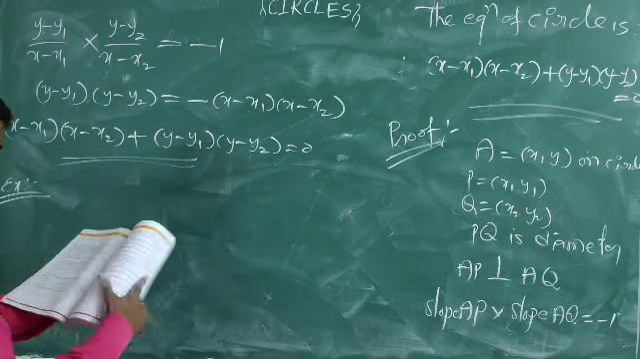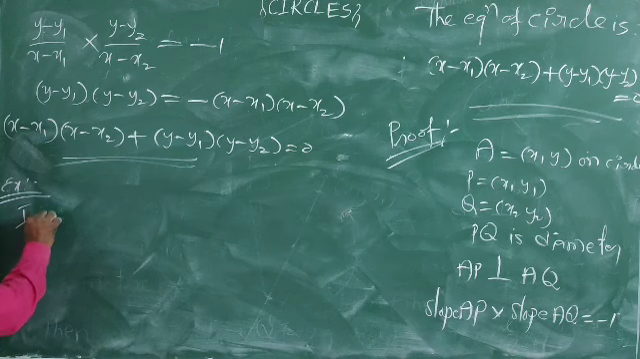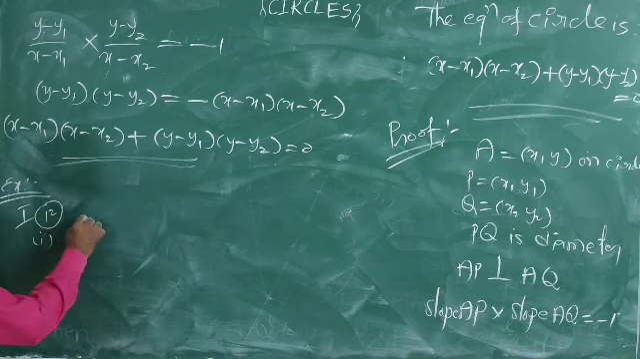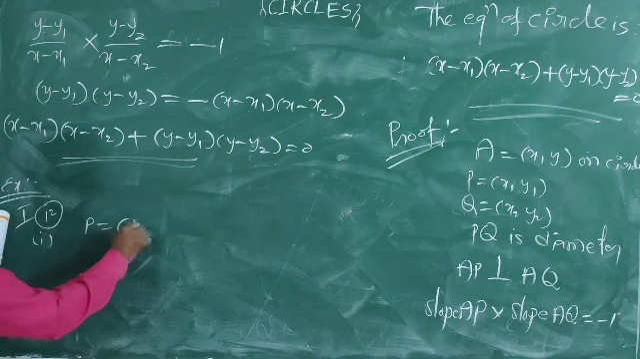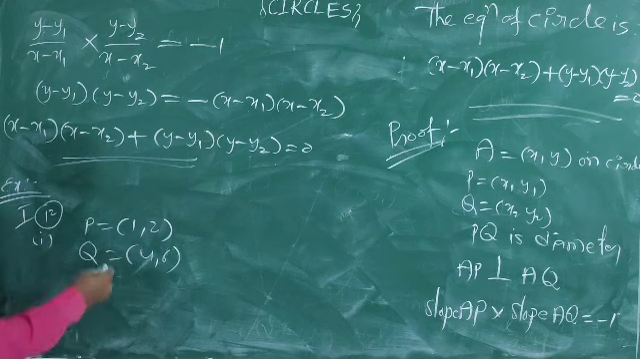Twelfth question, first bit. If the endpoints are P equal to (1, 2) and Q equal to (4, 6), what is the circle equation?